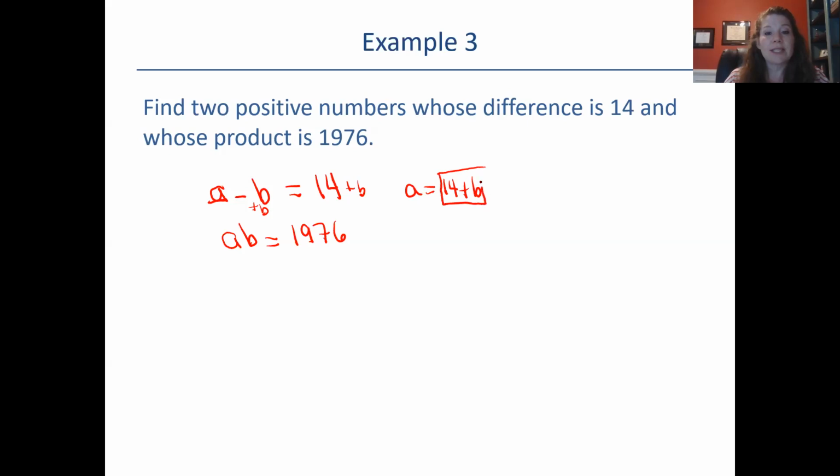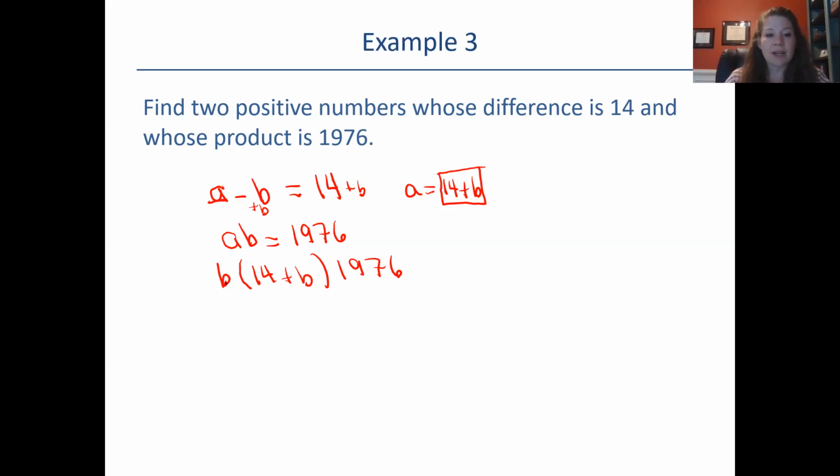This is the value of A, and we're going to multiply A times B. I'm going to turn it around and put B in front: B times A, and A is 14 plus B. Together that equals 1,976. We could have solved for B by subtracting A, but then we'd have to divide everything by negative 1. That's why I solved for A.